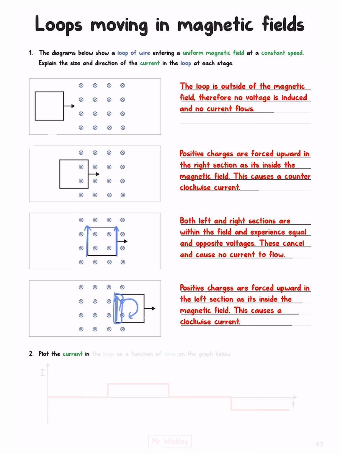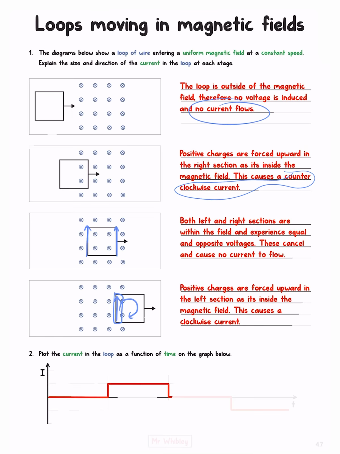Question 2. Plot the current in the loop as a function of time on the graph below. With current on our y-axis, in our first section we have no current flowing, and then we have a counterclockwise current, which in this case I'm going to make positive. This is an arbitrary decision. I could just as well have made it negative, as long as if I have a clockwise current, I make that the opposite sign. In our next section, we once again have no current flowing, and in our last section we have a clockwise current, and so our current is negative, since we made our counterclockwise current positive.